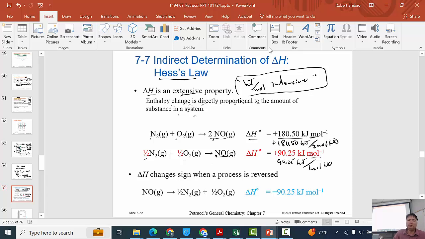And so this is called a formation reaction, the second one here. The first one is 2 times the formation reaction, so it's double the formation reaction. Because a formation reaction always has to be per mole of product. So we are forming 1 mole of NO. Here we're forming 2 moles of NO. That's not a formation reaction. That's double the formation reaction.